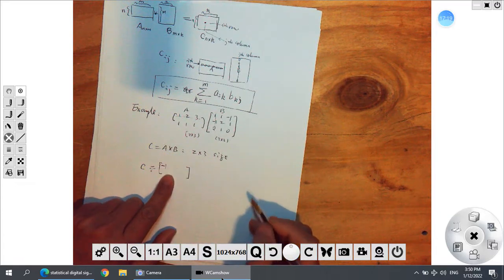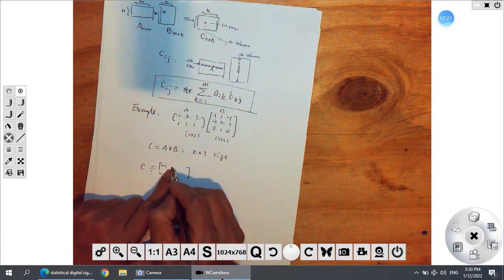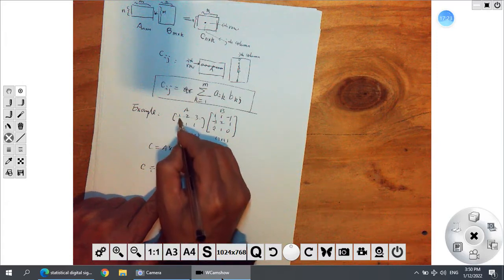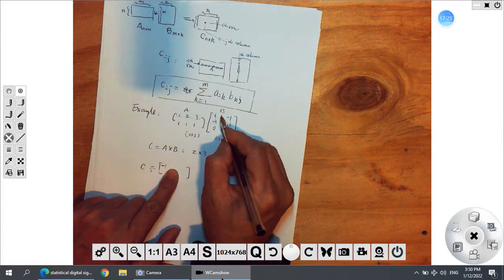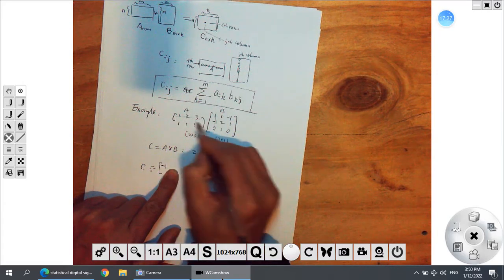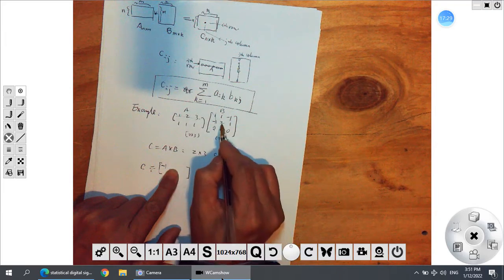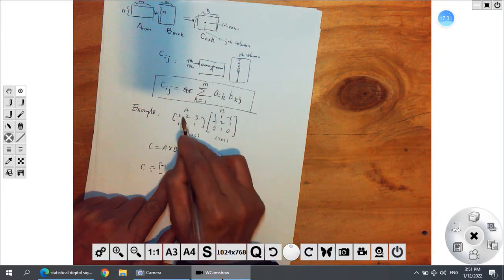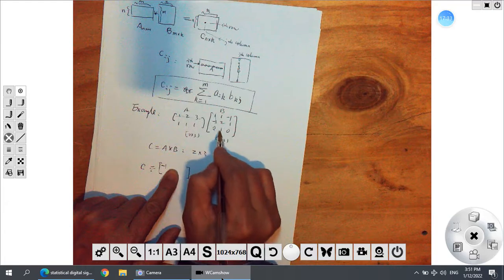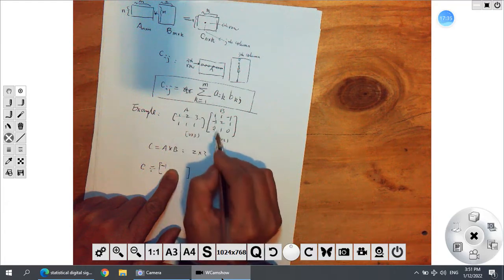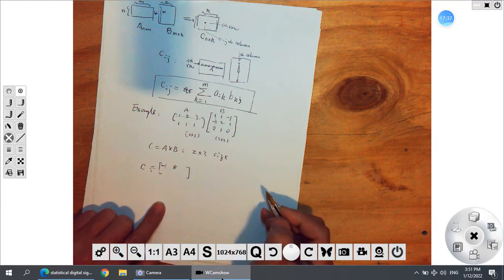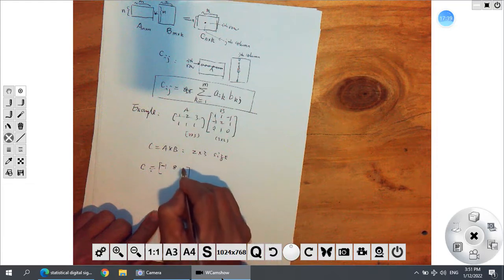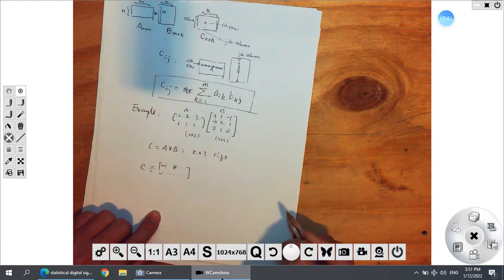And the second element, this one, we use the same row of A but the second column of B. I have 1 times 1 plus 2 times 2 plus 3 times 1. So I have 1 and 4 and 3. 1 and 4 is 5, and 3 is 8. Now we can do a similar calculation. Alright, I leave it here.